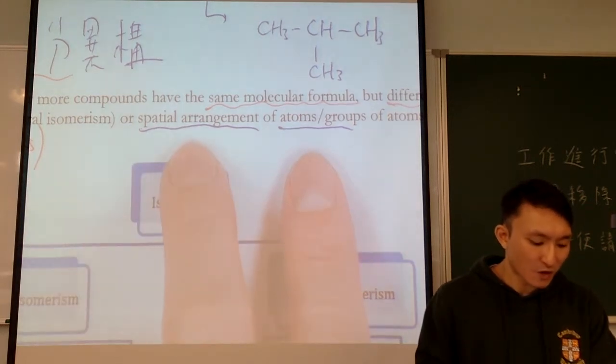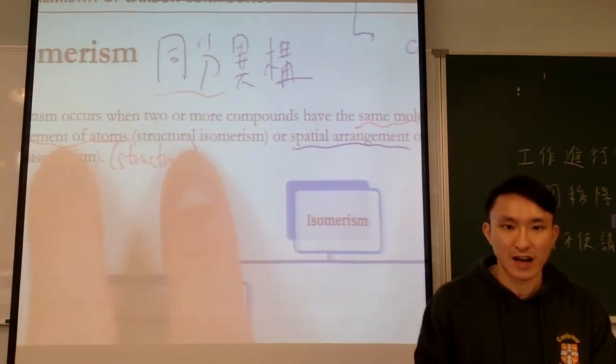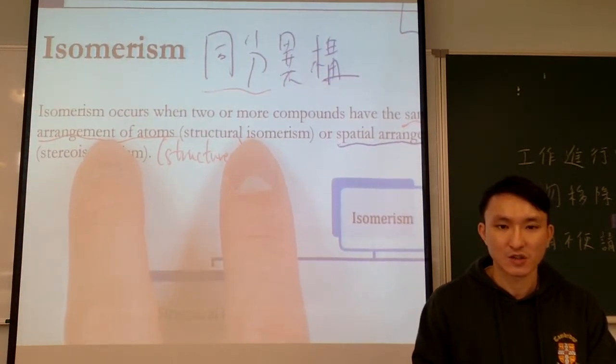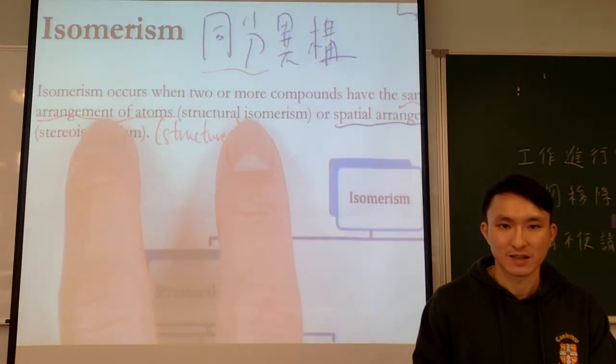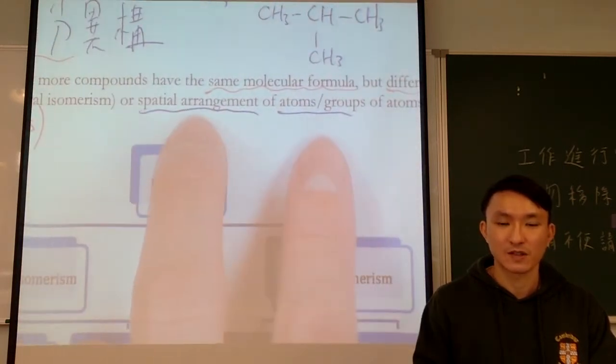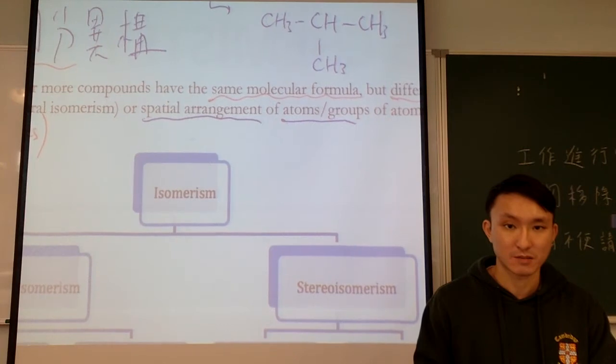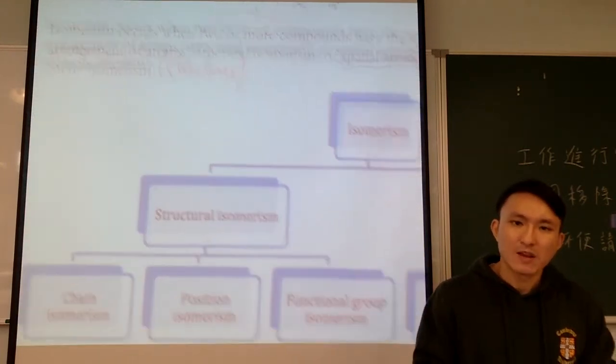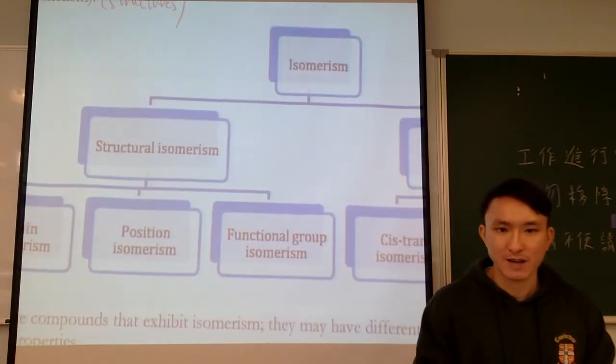And if your isomerism falls into the first category, we call those structural isomerism. And the other one, if it is related to the spatial arrangement of atoms, then that would be referred to as stereoisomerism. Now, sounds very complicated, right? With many, many new terms.